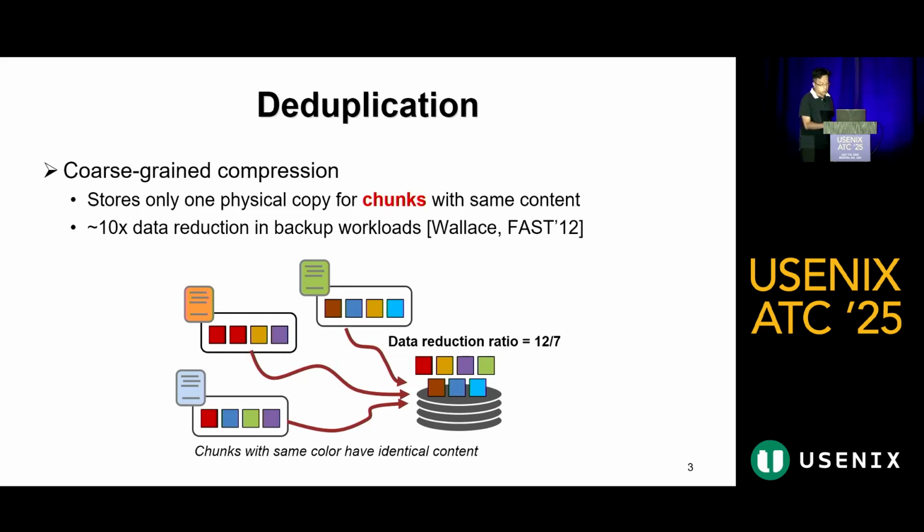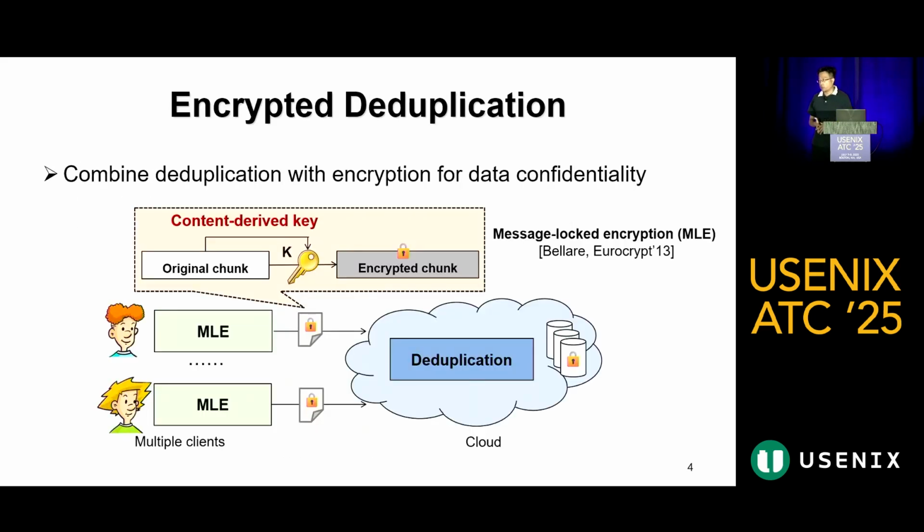To further improve security, we can combine encryption and deduplication. We call this technique encrypted deduplication. The idea is you encrypt the data, but you make sure that the key is derived from the content, so that after encryption, the encrypted chunks derived from identical content will still remain the same, so that you can apply deduplication in the cloud. And the cloud does not see your original data because it only receives the encrypted data.